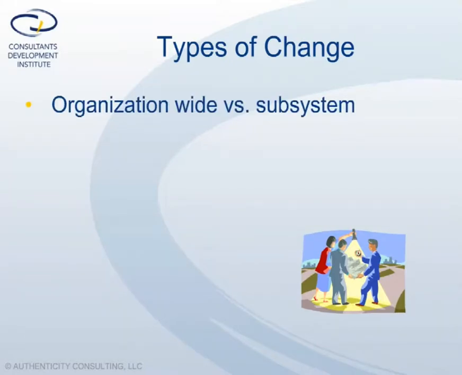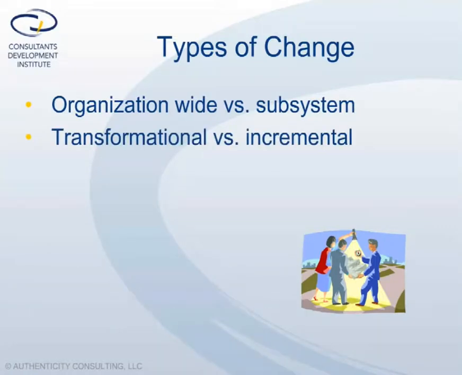The first type of change is organization-wide versus subsystem. Examples of organization-wide change might be a major restructuring or a change in culture. Examples of a change in a subsystem might include the addition or removal of a certain product or service, or a reorganization of a certain department. Focus on the overall organization will need to integrate goals of subsystems and the external environment. Focus on a subsystem will require alignment with subsystems around it.